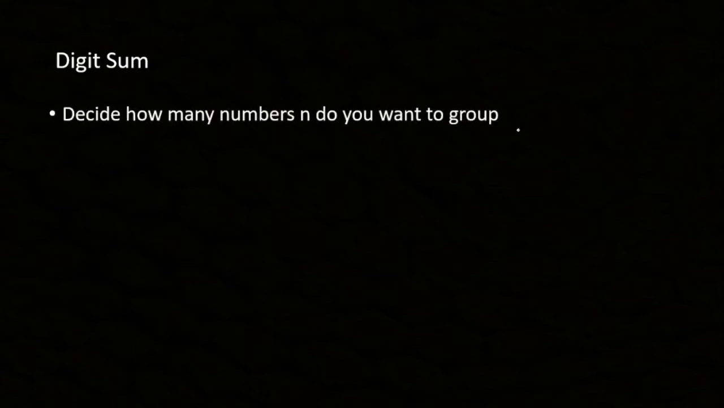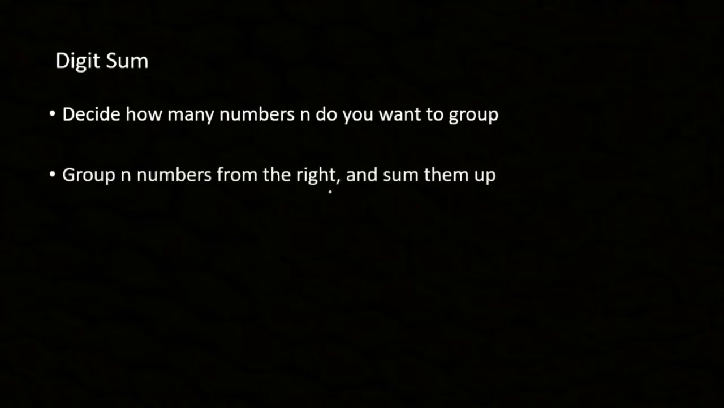Okay, that's easy. So next we have the digit sum. We first decide how many numbers n we want to group together in the key. Next, we group n numbers from the right and sum them up. So what does it mean? It's fairly simple, as usual. I believe in you guys.